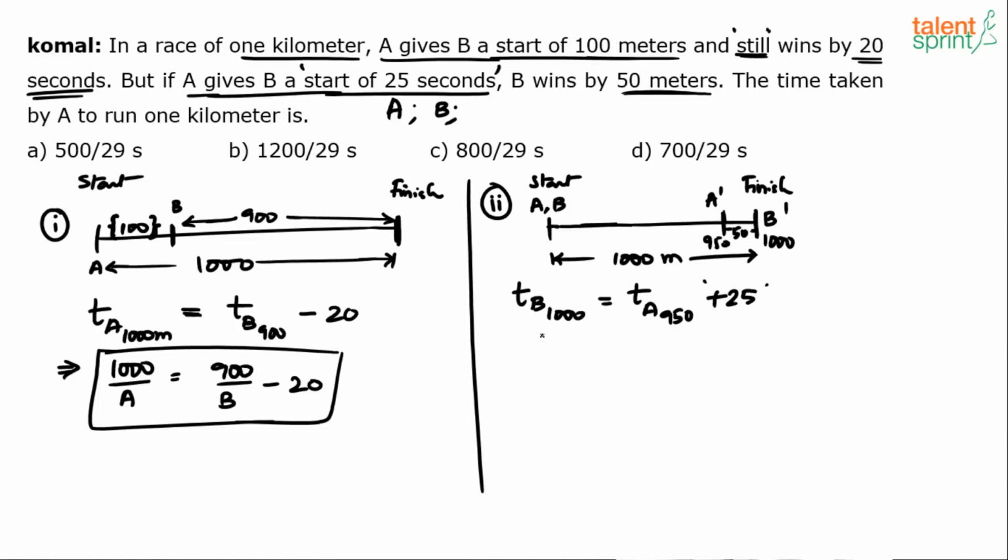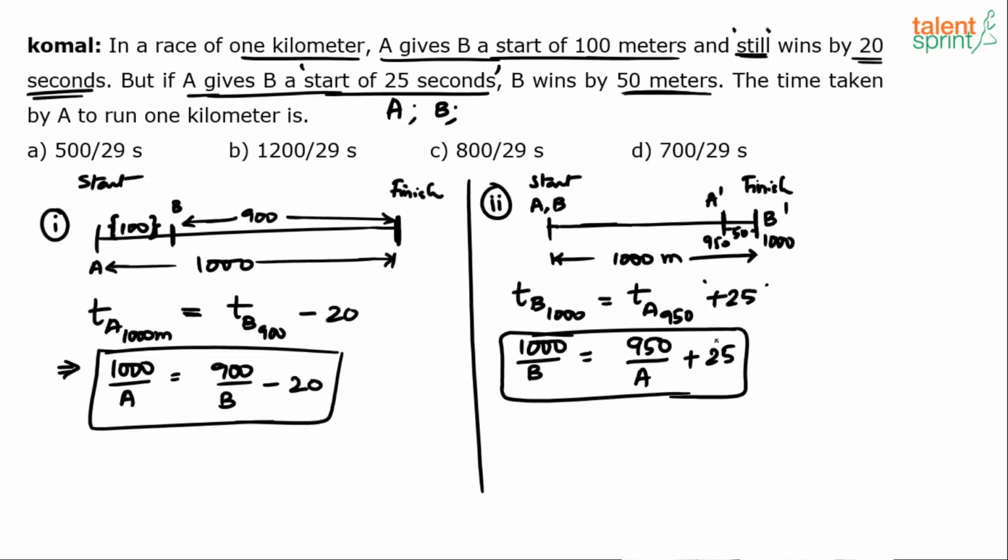Now the same thing, what is time? Time is equal to distance by speed. Distance is 1000, speed is B, equal to, here the distance is 950, speed of A is A, plus 25. This is the second equation. Two equations and two variables. Can you solve? Yes. This is equation 1, this is equation 2. Two equations and two variables you have to solve.